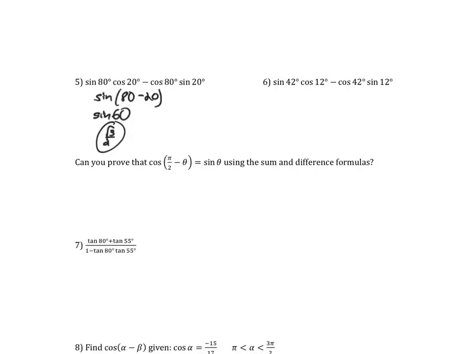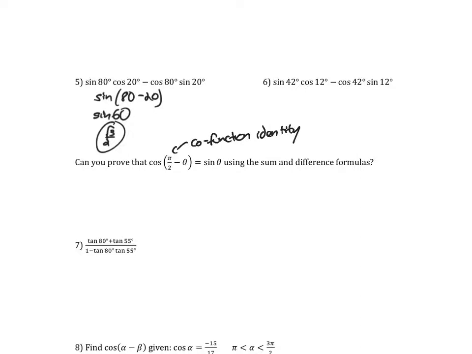I do want to get to this one, because we will see some proving of identities using these. It says, can you prove that cosine of pi over 2 minus theta is equal to sine of theta using the sum and difference formulas? You might recognize, from back in school, which seems eons ago, this is one of our cofunction identities. It's also on the identity sheet there. It's a cofunction identity, and I want to prove it using my sum and difference formulas.